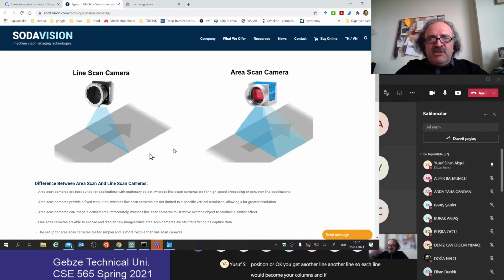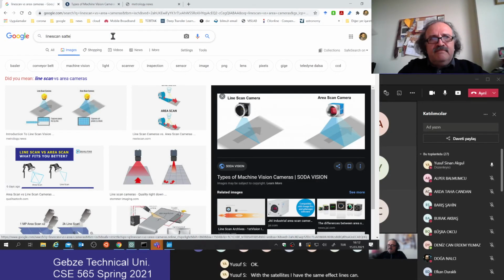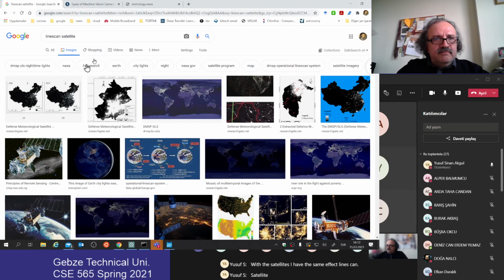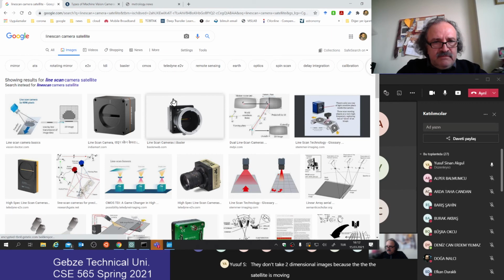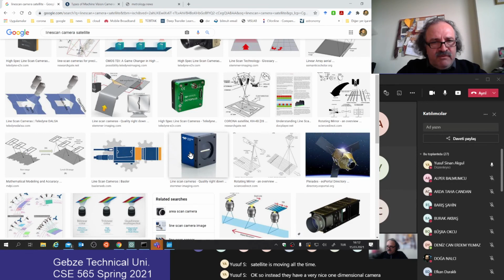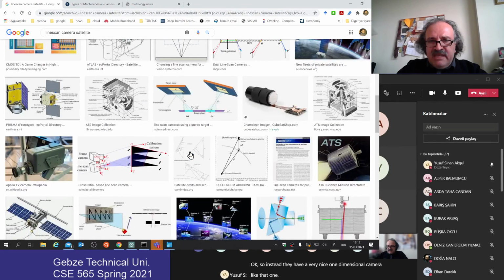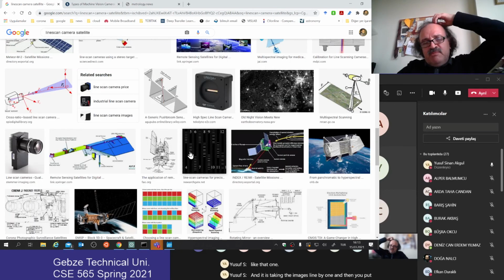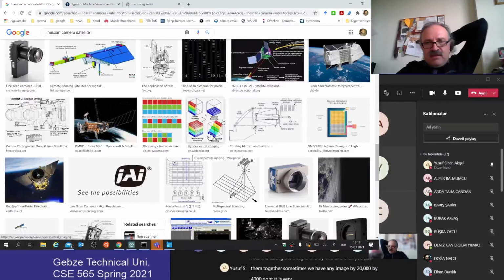With the satellites, I have the same effect. Line scan satellite. They don't take two-dimensional images because the satellite is moving all the time. Instead they have a very nice one-dimensional camera like that one, and it takes the images line by line, then you put them together. Sometimes you have an image of 20,000 by 4,000. It is very large. Okay, good.